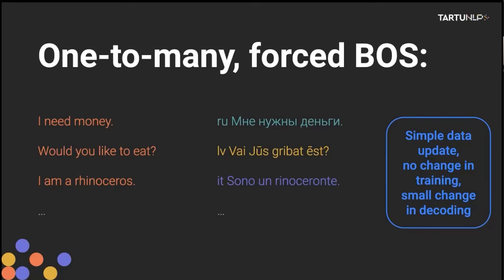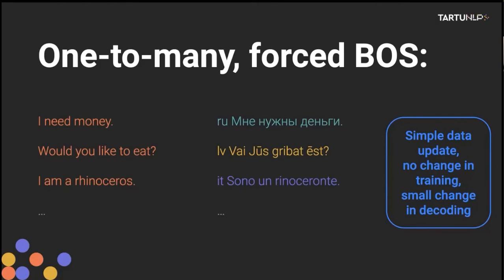So when doing the first step, instead of giving an arbitrary beginning of sentence token and asking for the first word in the sentence, we give it either Russian or Latvian or Italian, and thus we pass this information of which output language we need directly into the decoder, and then it continues to produce the specified output language.